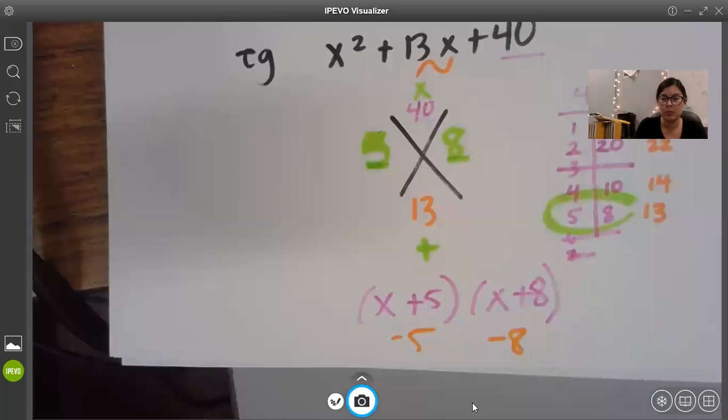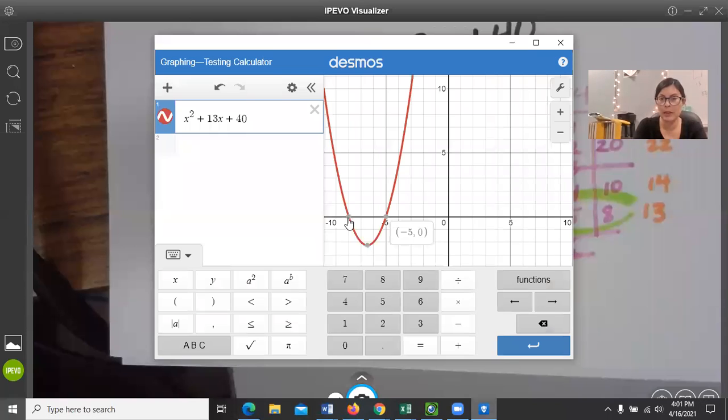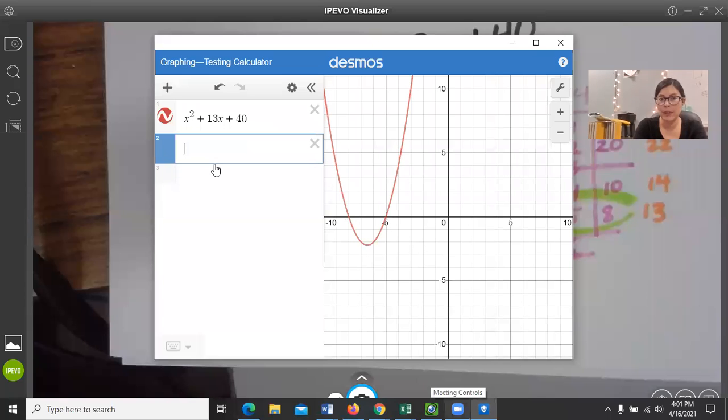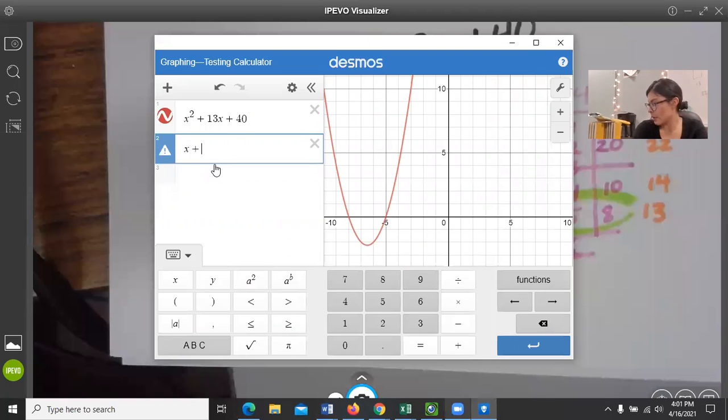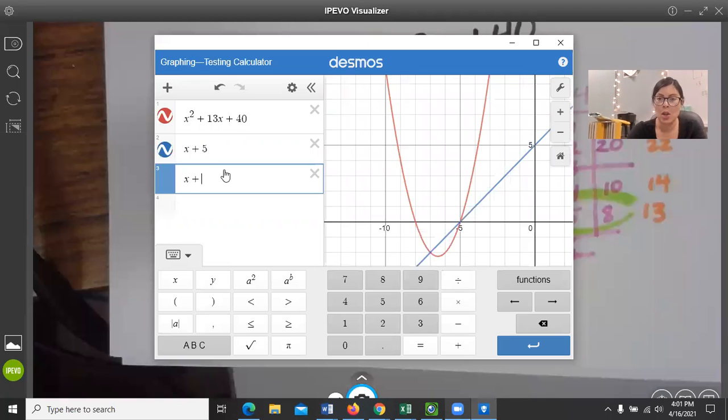There's the other one at -8. You can check your answers by typing it in there. X plus 5. Look, it goes right through the heart, the 0. Let's say I got it wrong and put x plus 7. Look, it doesn't go through this cross, through the heart. If you change it to 8, it does. That's a way to check your work. You just type them in and see if they go through the hearts. If they don't, then you know you did something wrong.